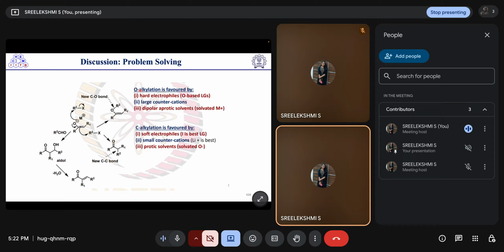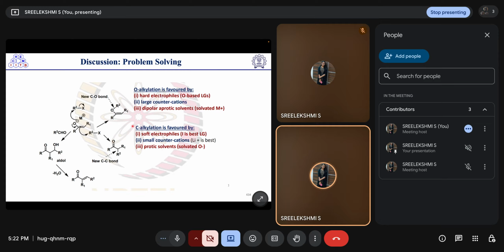So, how can we control this? O alkylation is favored by hard electrophiles, oxygen-based leaving groups, larger counter-cations, and dipolar aprotic solvents. Now, C alkylation is favored by soft electrophiles, like iodine which is the best leaving group, small counter cations like lithium plus is the best, and protic solvents, which solvate O minus.